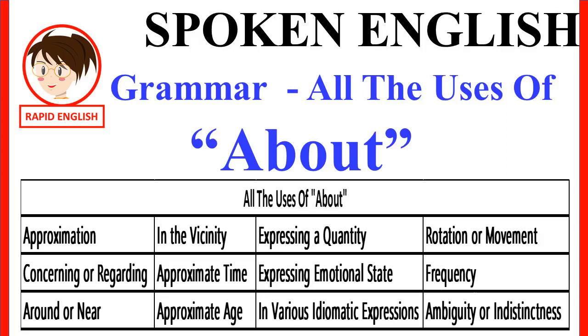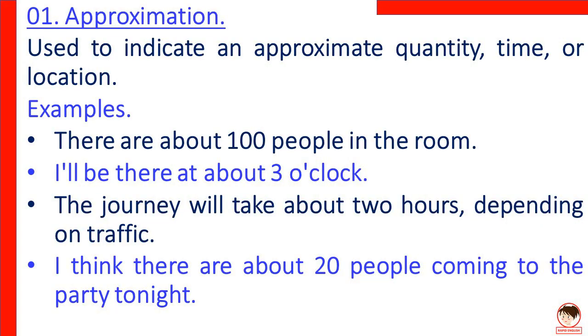About is a versatile preposition in the English language, and it can be used in various contexts to convey different meanings. Here are some common uses of about. Approximation. Used to indicate an approximate quantity, time, or location.